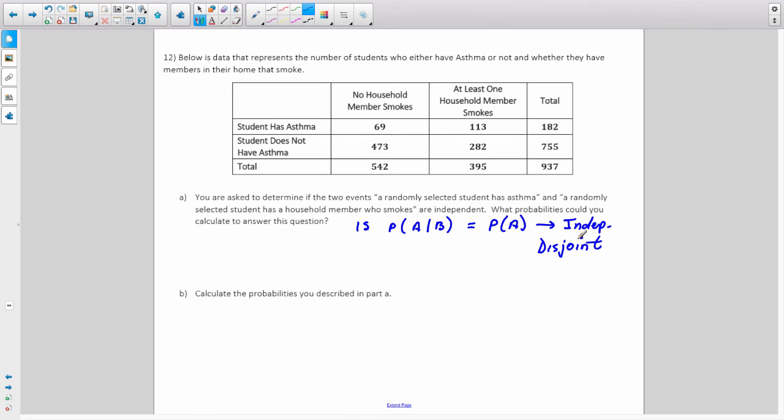So let's see what we got. Probability of A given B. So I need to know this: probability of A intersect B, and I'm going to divide that by the probability of B.